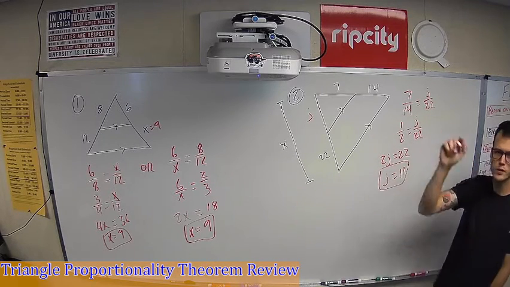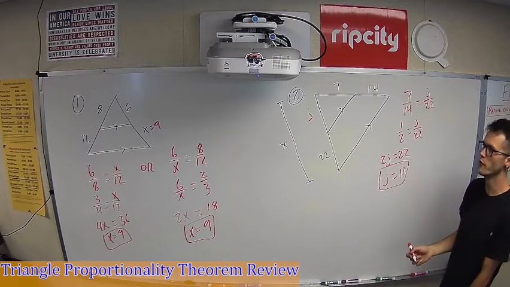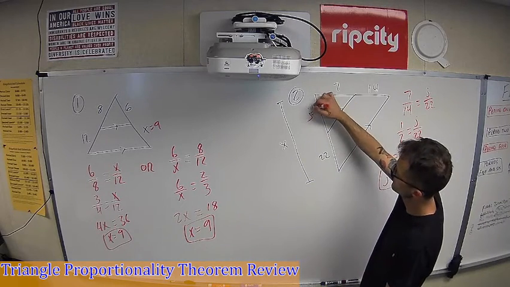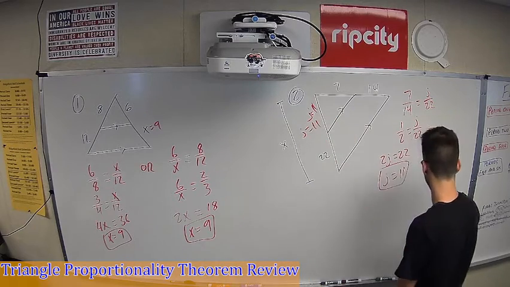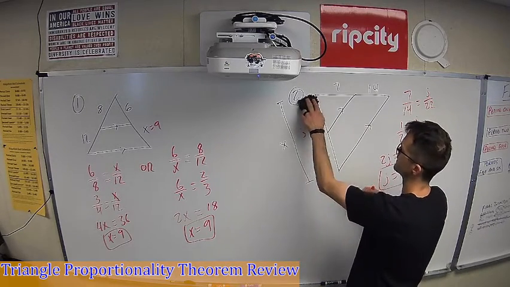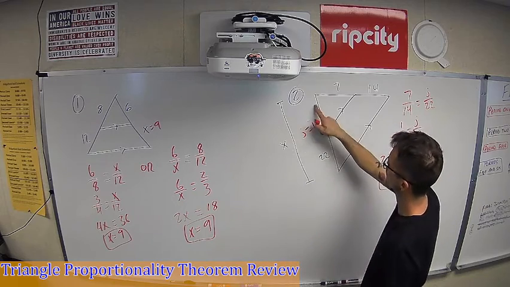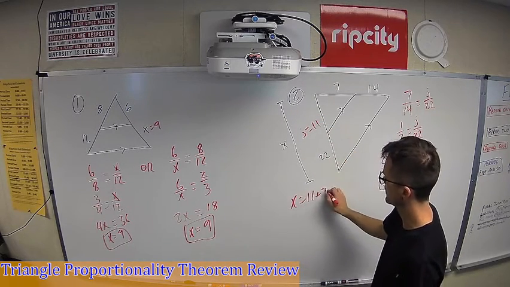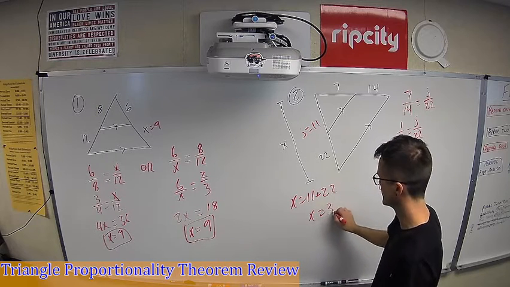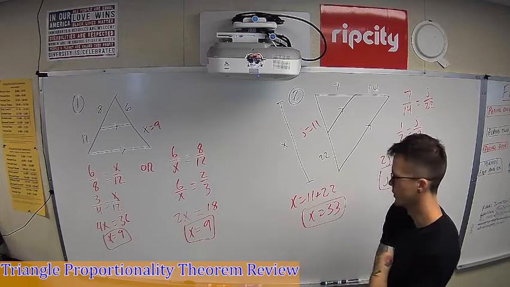Cool. Well, that's not what the question's asking. This question wants us to solve for x. So if I know that j is 11, and I know that this distance down here is 22, then I just add them together. x equals 11 plus 22. So our x in this case is 33.